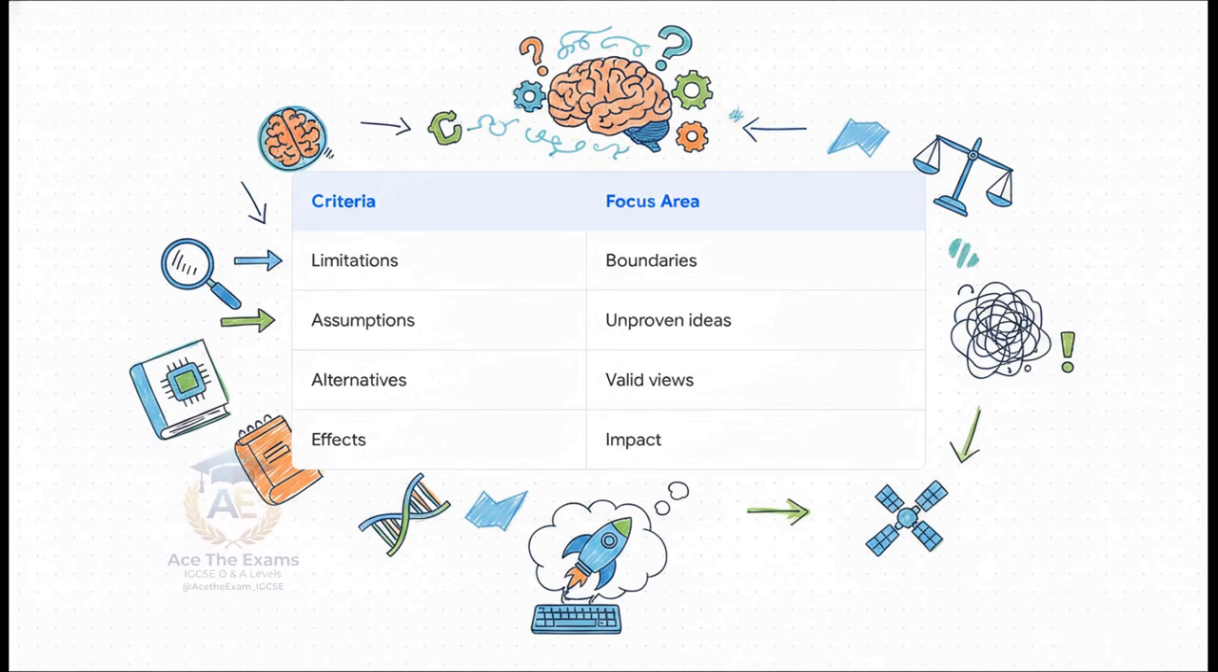Assumptions. What unproven ideas is the author just taking as absolute fact? Alternatives. Are there entirely different, completely valid ways to interpret this exact same set of information? And finally, Effects. How do all these limitations and assumptions actually impact the final conclusion of the text? Interrogating the source material using this exact table will instantly elevate your answer out of the descriptive zone and firmly into the highest analytical marking bands.